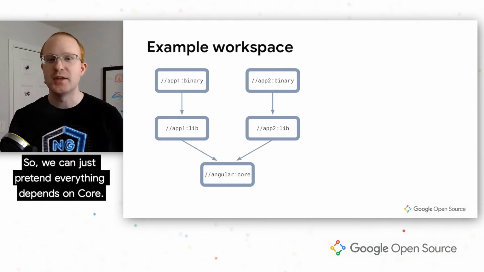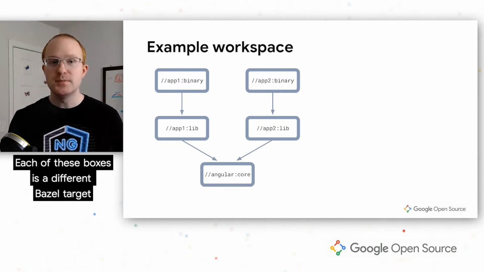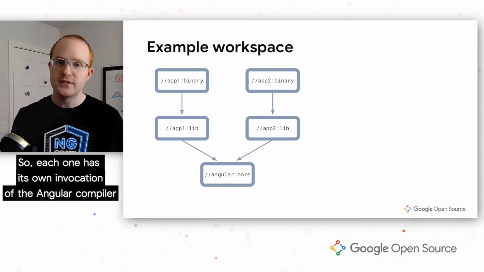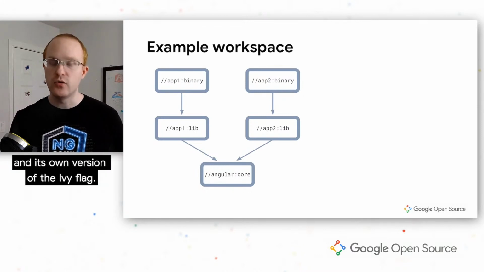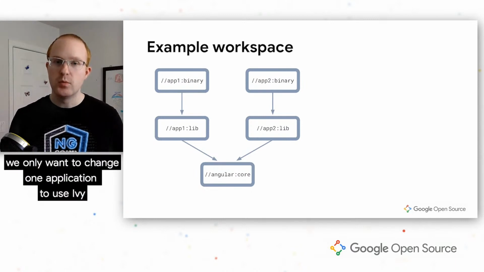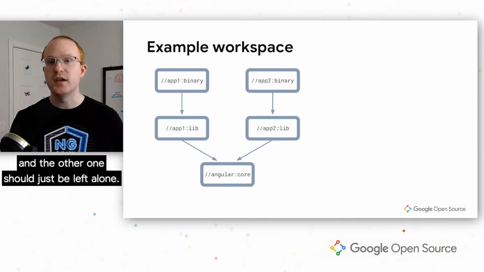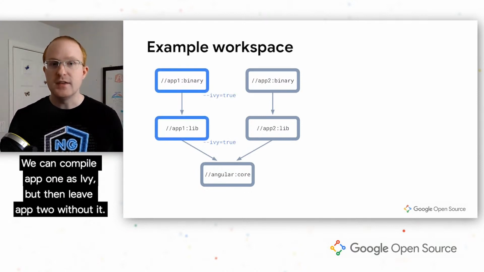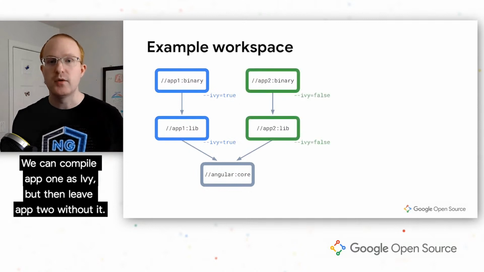So we can just pretend everything depends on core. Each of these boxes is a different Bazel target, and they're all ng module rules. So each one has its own invocation of the Angular compiler and its own version of the ivy flag. Since we're rolling out incrementally, we only want to change one application to use ivy, and the other one should just be left alone. We can compile app1 as ivy, but then leave app2 without it.